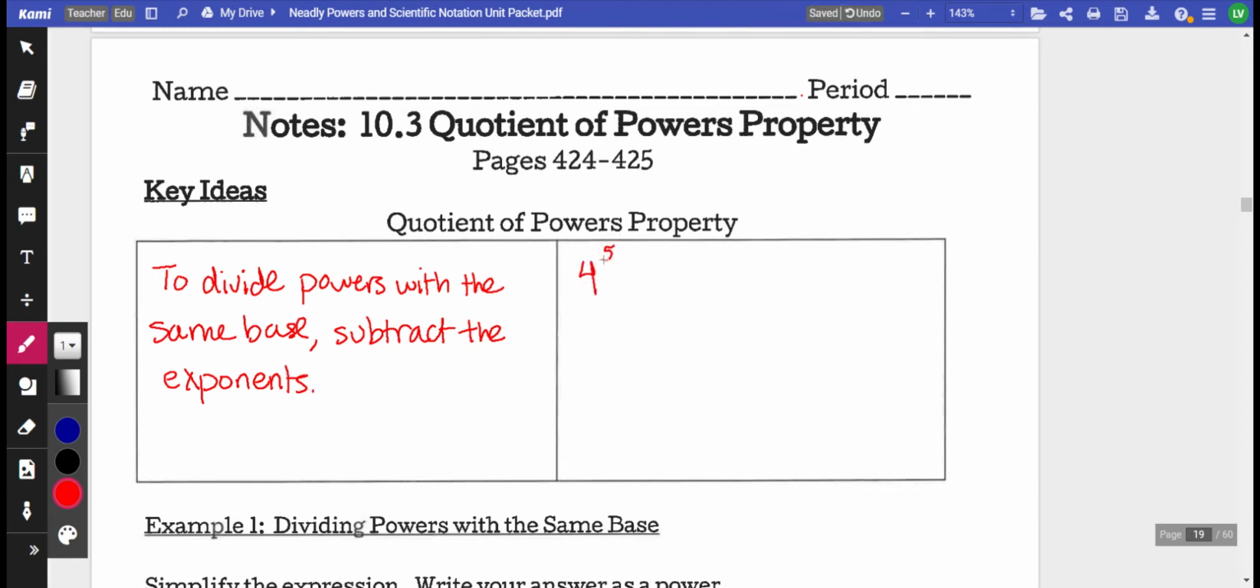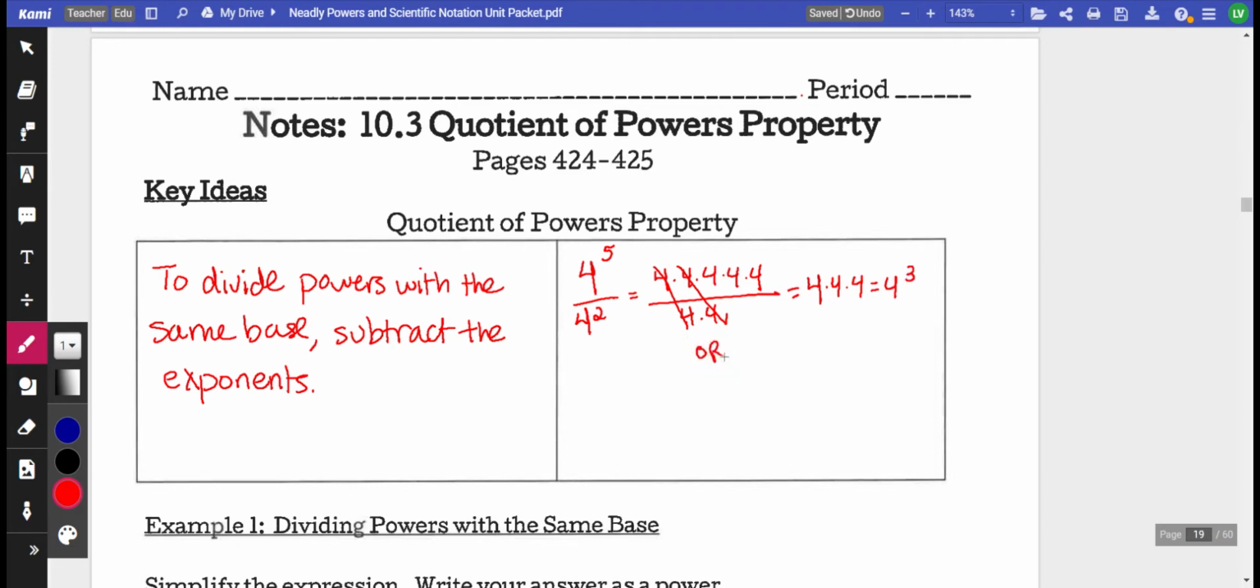If you have 4 to the 5th power and divide that by 4 to the 2nd power, that becomes 4 times 4 times 4 times 4 times 4 in the numerator, so you have 5 4s in the numerator, 2 4s in the denominator. You can simplify by taking out 2 4s from the top and the bottom, and then you are left with 4 times 4 times 4, which is 4 to the 3rd power.